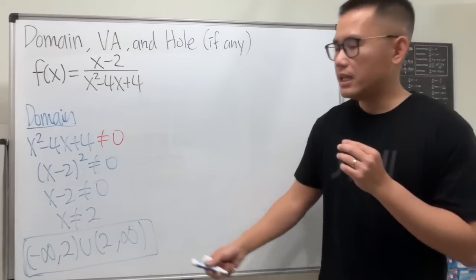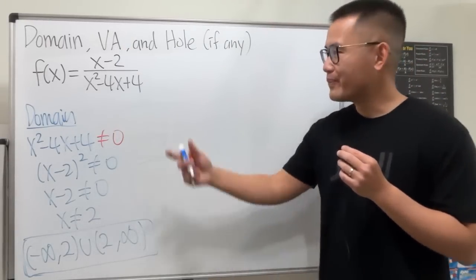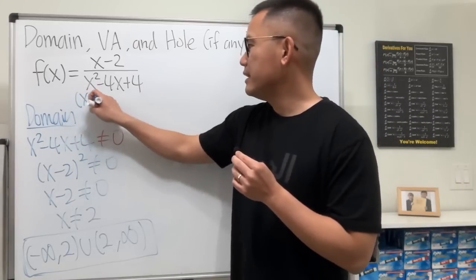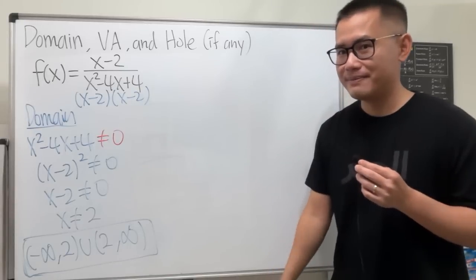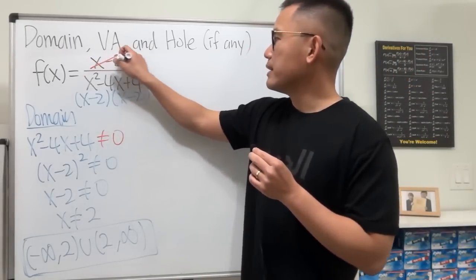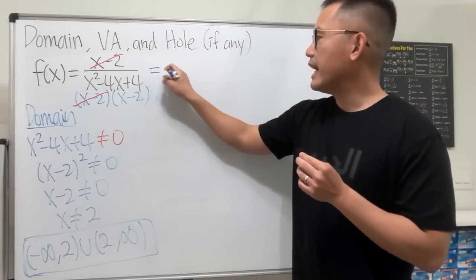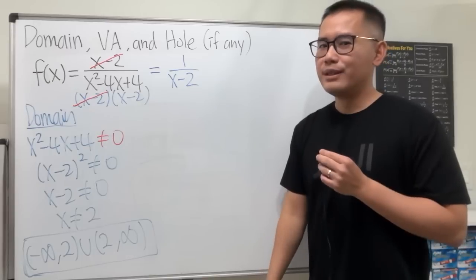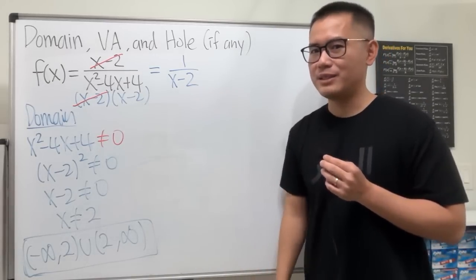But now, is the 2 going to be a vertical asymptote or a hole? We have to go back to the original and then factor out the bottom. This time, let me write it down as x minus 2 times x minus 2 twice. Have a look. We can cancel out the x minus 2 and the x minus 2. And then we get 1 over x minus 2. So notice, we still have the x minus 2 on the bottom after we cancelled.